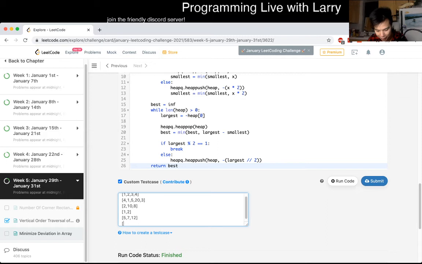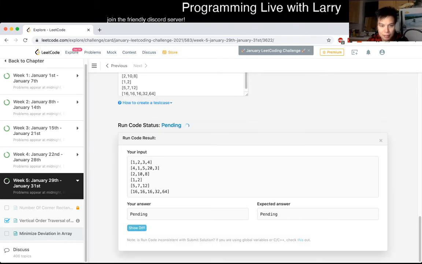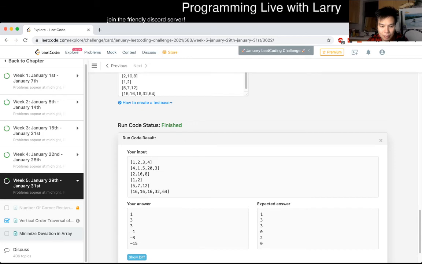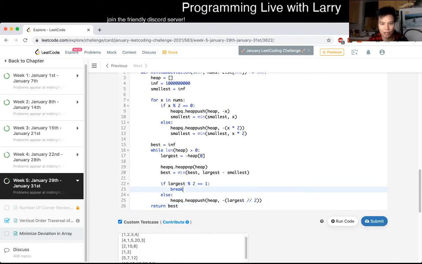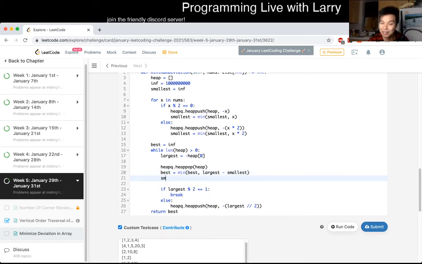And then maybe some big powers of 2. It's not that big, but yeah. Ooh, negative numbers, so that's not great. Oh, I don't update smallest, that's why. I knew I forgot something, but that's why we test.